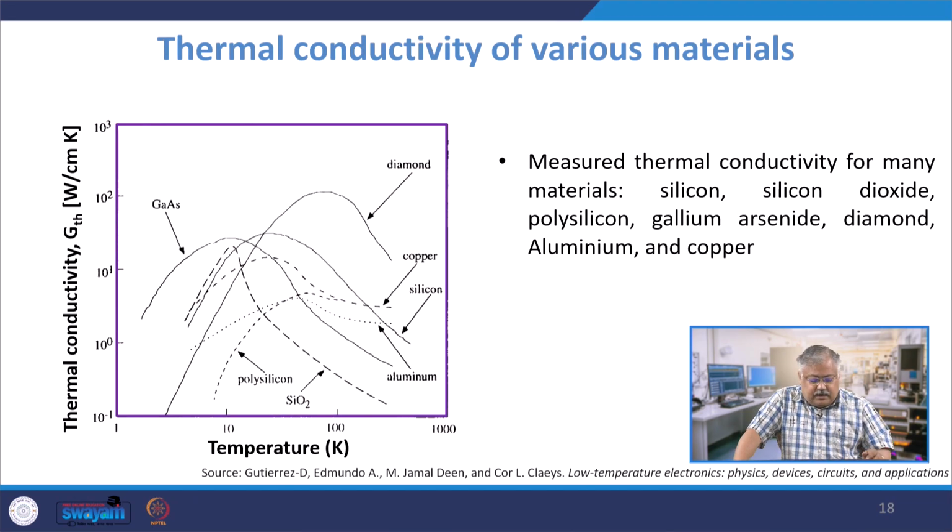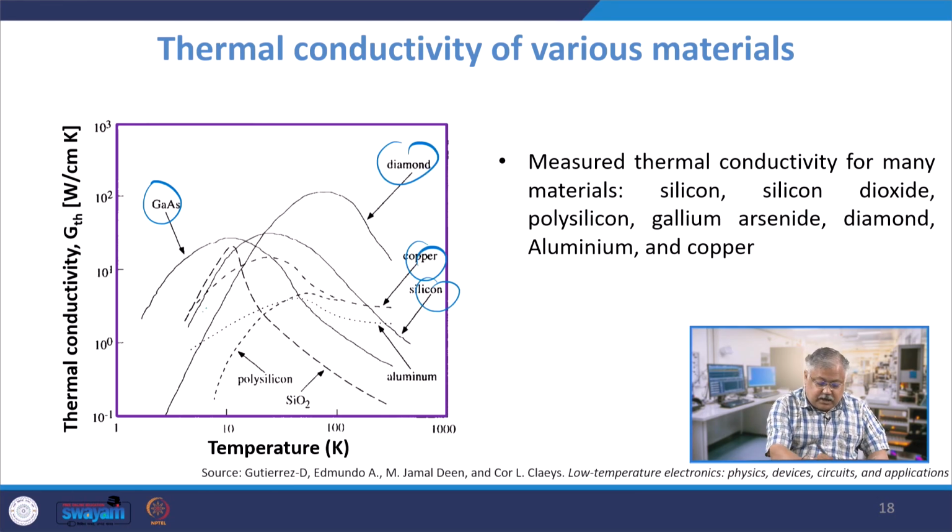On the left hand side, there is thermal conductivity for various elements. If you see, all the elements follow this hump curve which I showed to you in the previous slide. As you can see, this is for gallium arsenide, for diamond, copper, silicon.